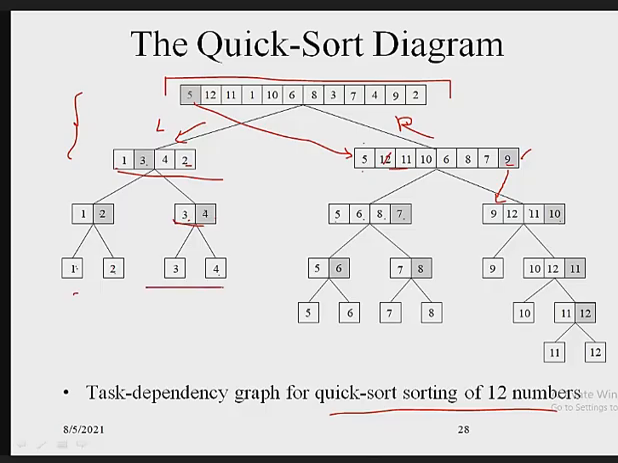Now consider all the leaf nodes: 1, 2, 3, 4, 5, 6, 7, 8, 10, 11, 12. So in this way you can perform the same operation at the different levels in a quick sort algorithm. What happened is we are recursively performing the same operation, the same kind of decomposition.